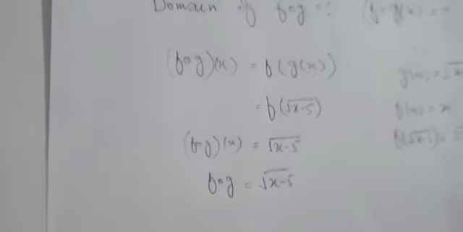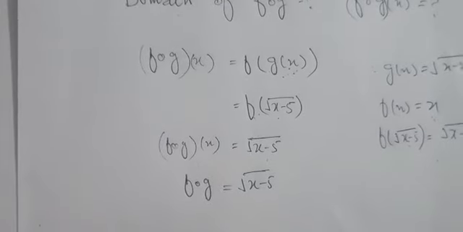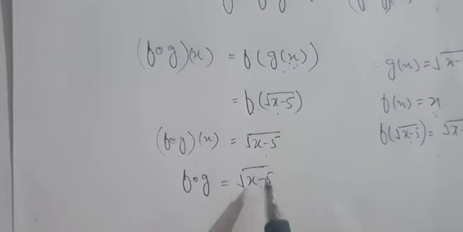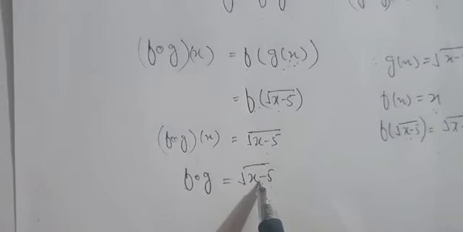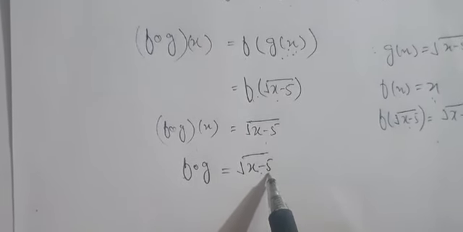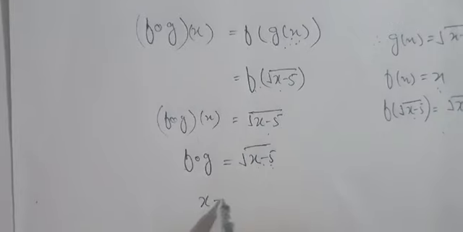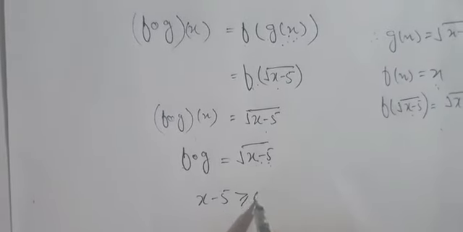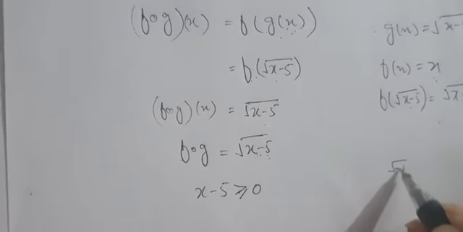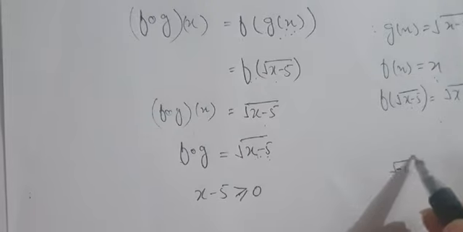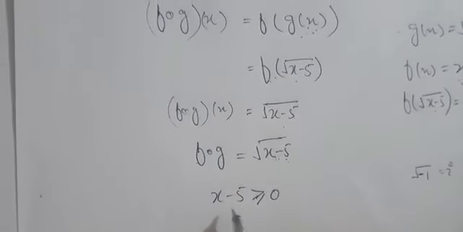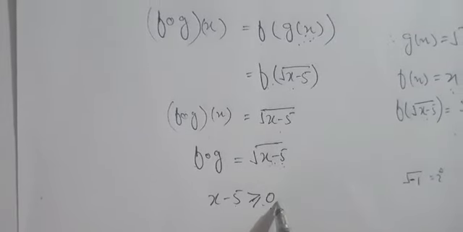And now what is the domain of this function? For finding the domain, this is a square root function, and we should have the expression inside the square root greater than or equal to 0. We will not take a negative number, because if there is a negative number inside the square root, that would be an imaginary number, iota. So we will set that this should be greater than or equal to 0.